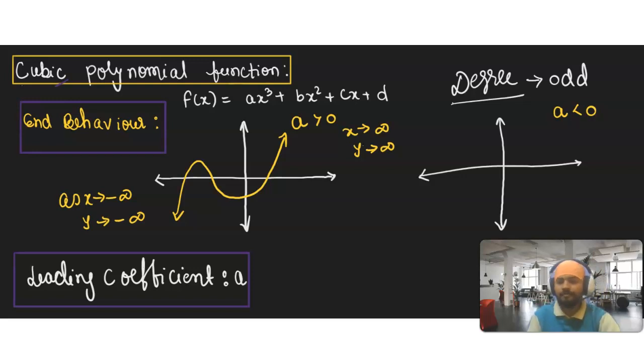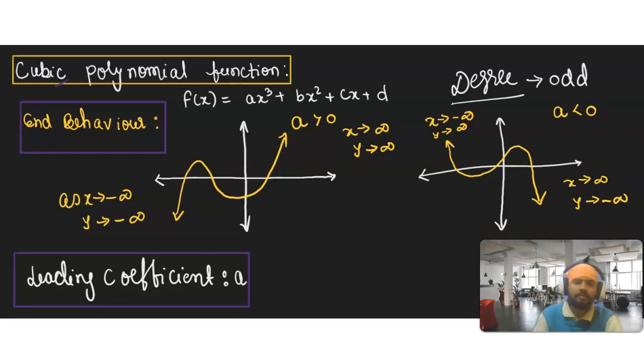Now we also have to understand the end behavior if a is less than 0. Since a is less than 0, the leading coefficient is negative and the degree is odd, so as x tends to negative infinity, y tends to positive infinity, and as x tends to positive infinity, y tends to negative infinity. So it would be in the second and the fourth quadrant. So we have seen the end behavior on the basis of the degree and the leading coefficient. Okay, let's move on.